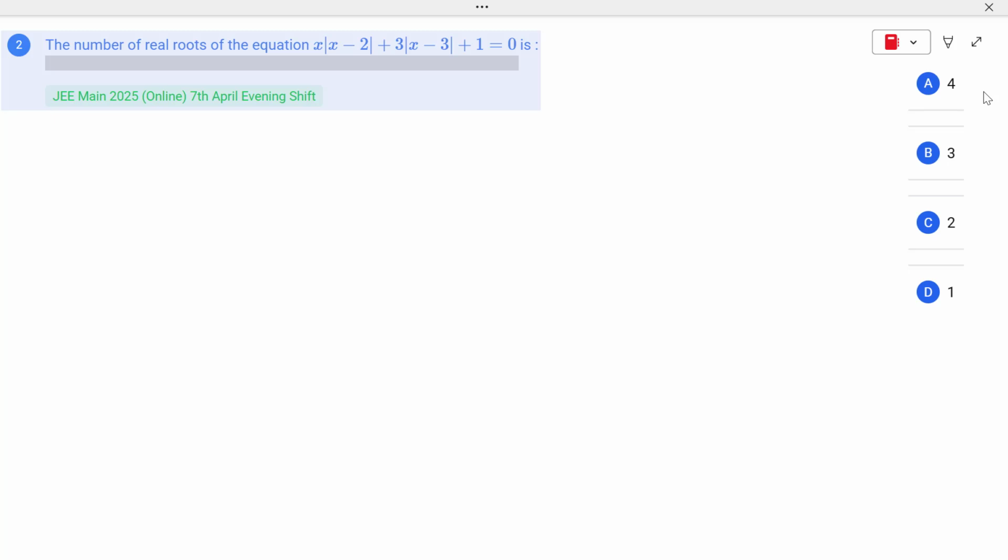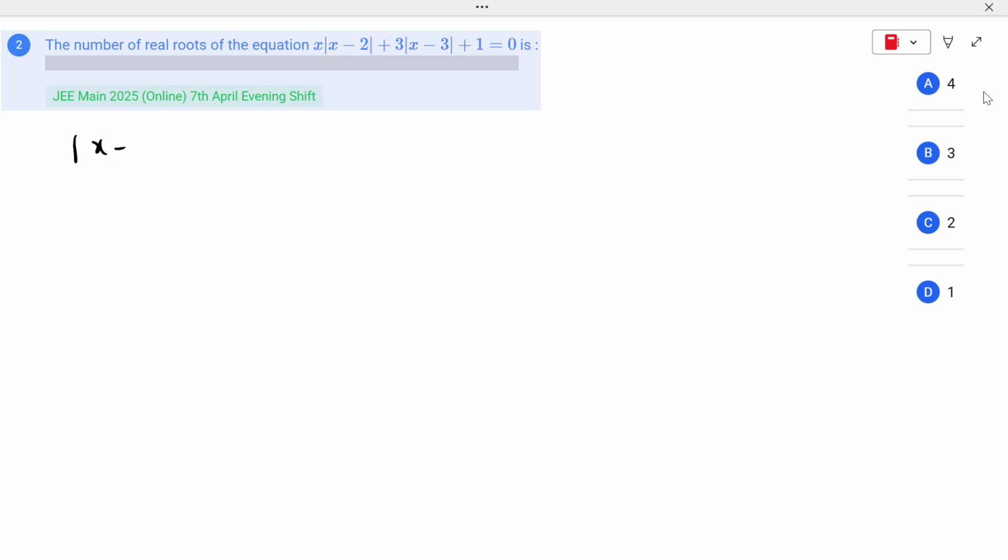Hello amigos, this question is modulus terms linked with the quadratic equation. Observe that he is asking us to count only the number of real roots of this equation. He is not asking us to find the roots, okay? But the modulus terms make it complicated. So let us try to understand how to split these modulus terms.